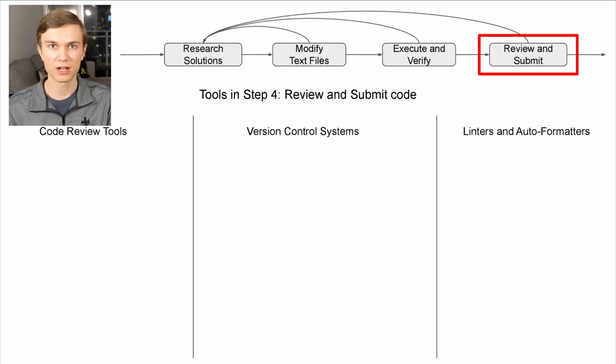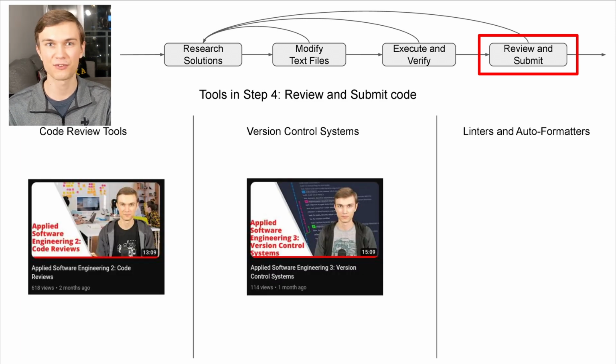Alright, now that we have covered the first 3 steps, let's get to the last one, getting the code changes approved and merged into a repository. This step is usually the part where you have to interact with code reviews and version control systems, 2 topics that I've actually covered in prior videos in this series. Therefore, I will refer you to those videos for more examples.